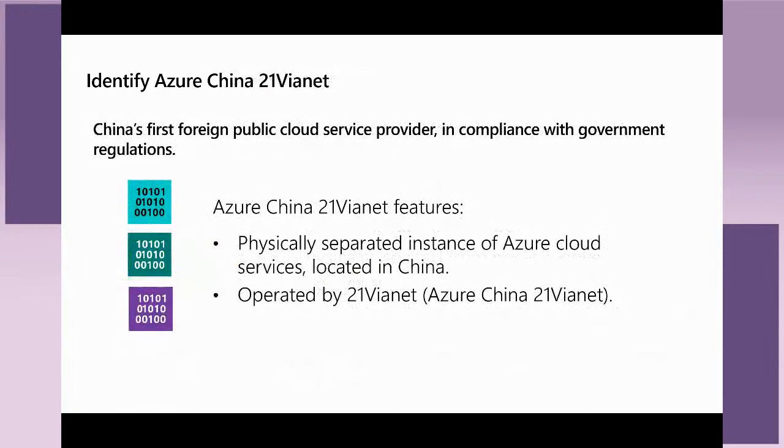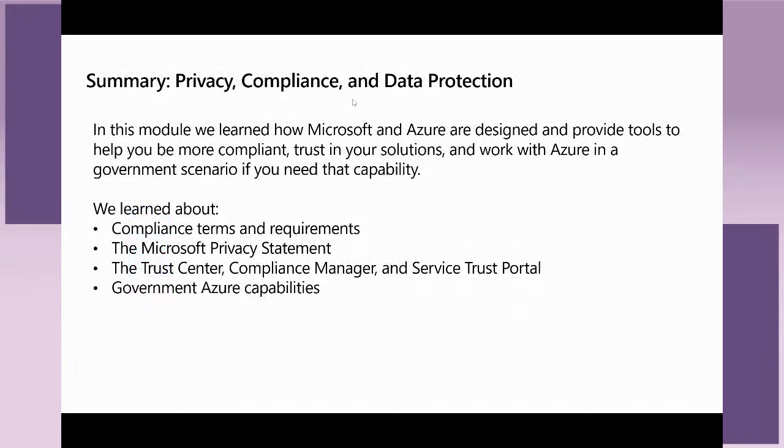Similar to that, even for China, there is something called 21Vianet. Microsoft Azure is operated by 21Vianet. This is also a physically separated instance located in China, and it is operated by an org which we call Shanghai Blue Cloud Technology, a wholly owned subsidiary of Beijing 21Vianet. So Azure is offering completely isolated data centers for US Government and this China 21Vianet.